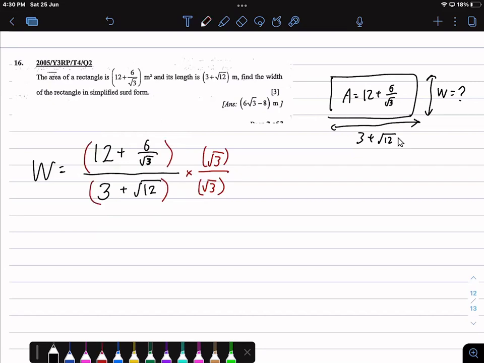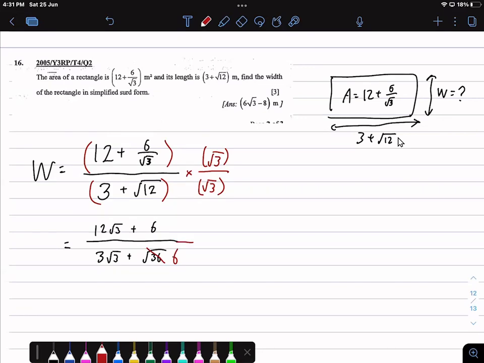So let's see what happens at the numerator. Root 3 times 12, root 3 times 6 over root 3. You will get 12 root 3 plus 6, just 6, right? They will cancel off. Divided by 3 root 3 plus root 36. What's square root 36? 6. Exactly. So it's just a 6.